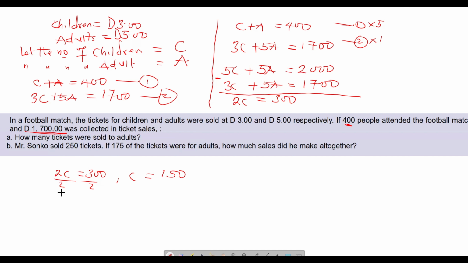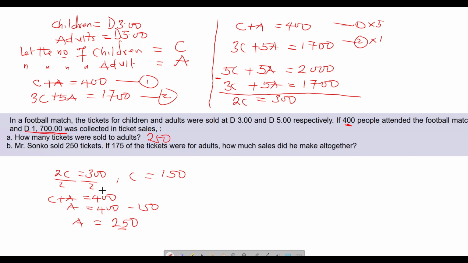Now, to get the number of adults that we are asked to find, you can just go back to equation 1 that we already have, C plus A equals 400. So the adults will be 400 minus 150, which is the children. The adults will be 250. So we have 250 adults and we have 150 children. So how many tickets were sold to the adults? That means 250 tickets were sold to the adults. So Mr. Sonto sold 250 tickets.